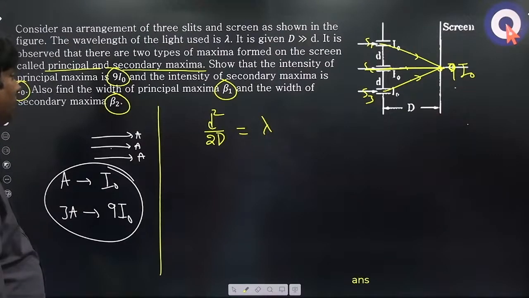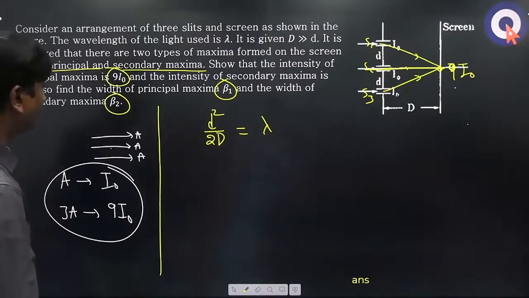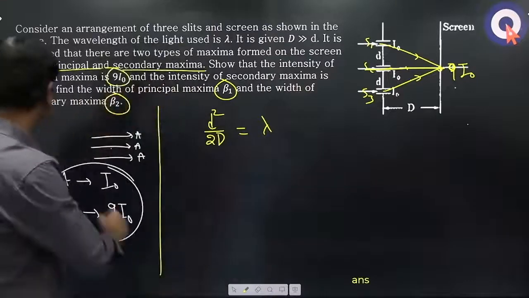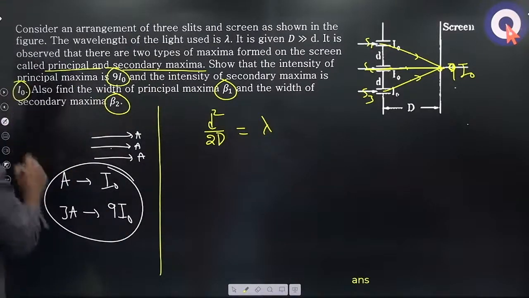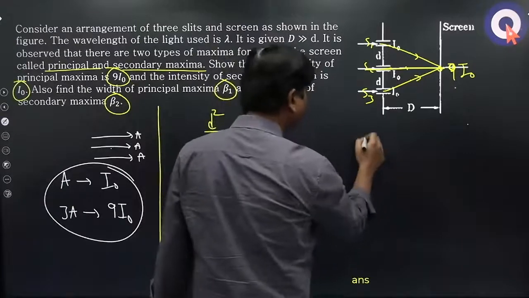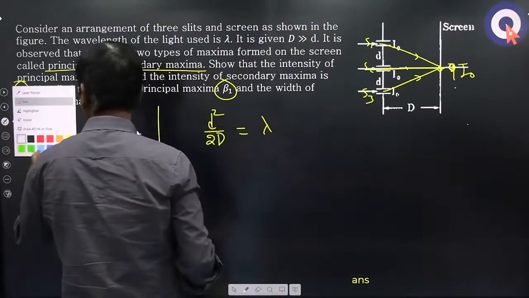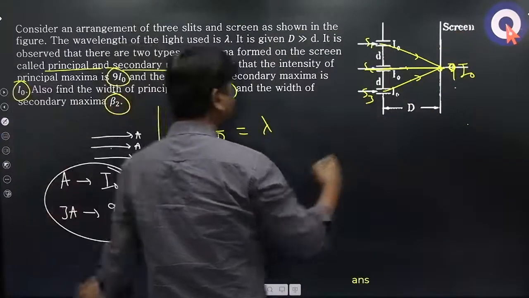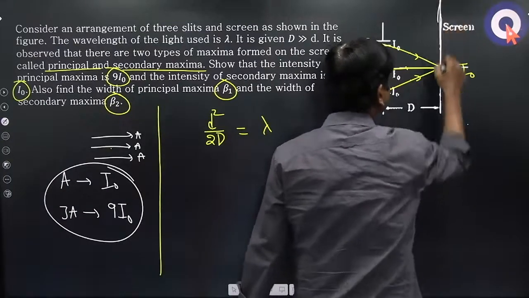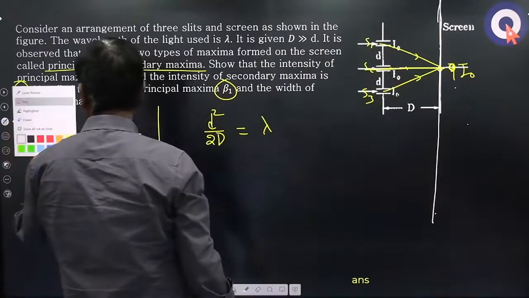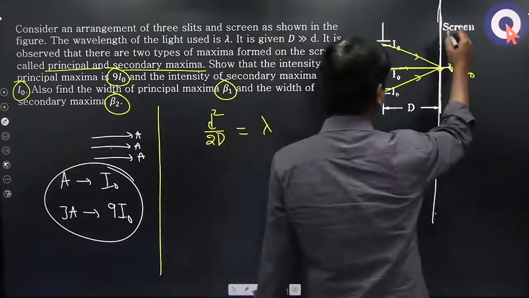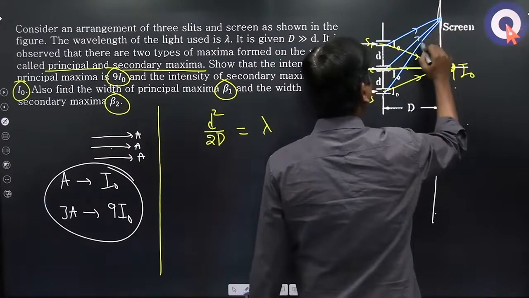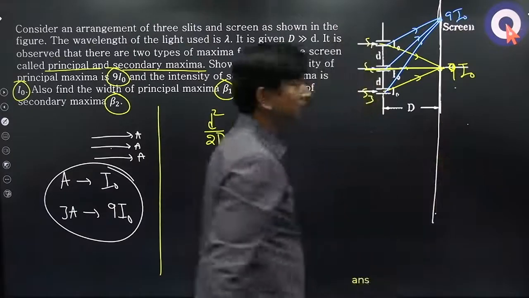Next, 9 I naught. And there is another place where you will get again the width of the principal maxima, meaning again where you will get 9 I naught. So how do you take that condition? I am rewriting here. See, if you consider one more point on this, another point here. This one and this one, all these 3 again can form 9 I naught, chance is there.